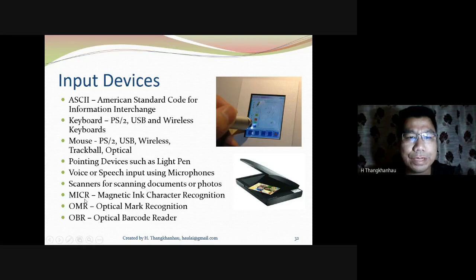I also request you to remember the different short forms: MICR, magnetic ink character recognition; OMR, optical mark recognition; OBR, optical barcode reader, etc. Here the list is very short, and there is a much bigger list. When you say input devices, there are gaming devices. Nowadays on our phone, the touch screen is also an input device. We have a fingerprint sensor. So many input devices are there that we cannot list them in one slide.